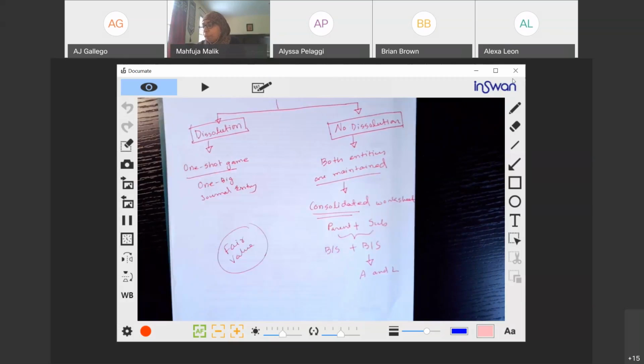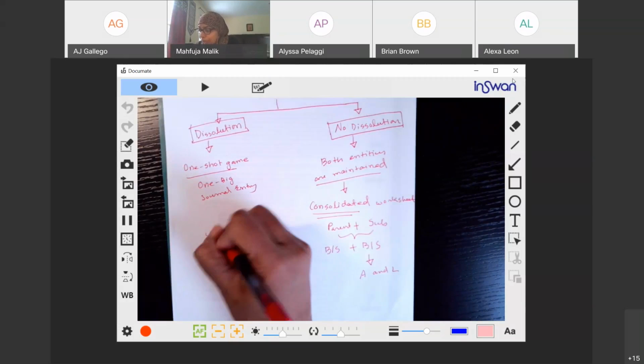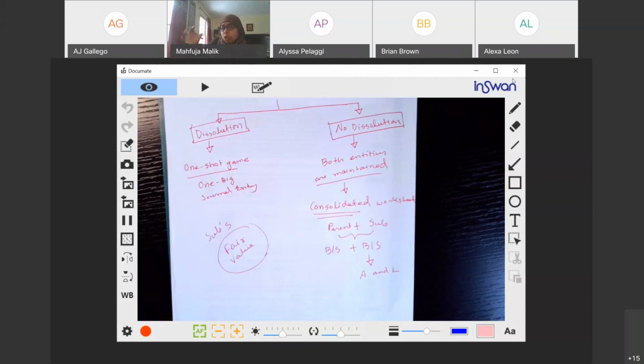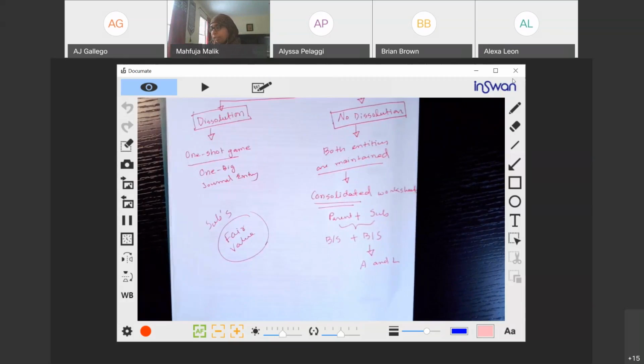So the sub's fair value. You will see some problems that show both the subsidiary's book value column and fair value column. But remember, when we do this consolidation, we will take everything as per their fair value.